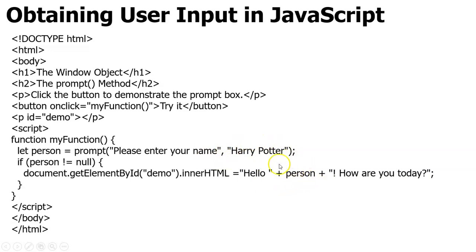This Harry Potter will get printed here: "Hello Harry Potter, how are you today?" Likewise, the text will be printed. This is how this program will work. When I click the button, the text written inside the button is "Try it". When I click it, this function gets executed and I'll get the message "Please enter your name". I'm going to enter a name. By default it is Harry Potter.